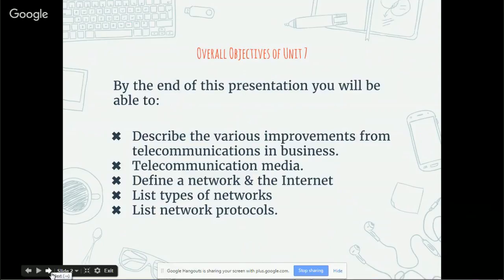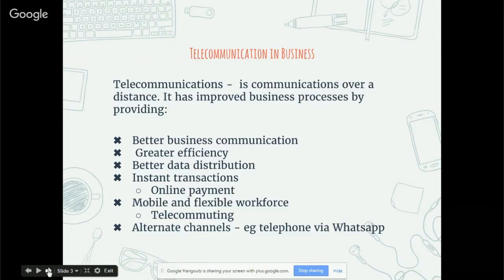experience this presentation. Okay, we're going to describe the various improvements from telecommunications in your business, telecommunication media. We're going to define a network and the internet, and we're going to list types of networks and list the network protocols. That's really what I want us to cover. I want us to understand about telecommunication and business and the advantages that you gain through that.